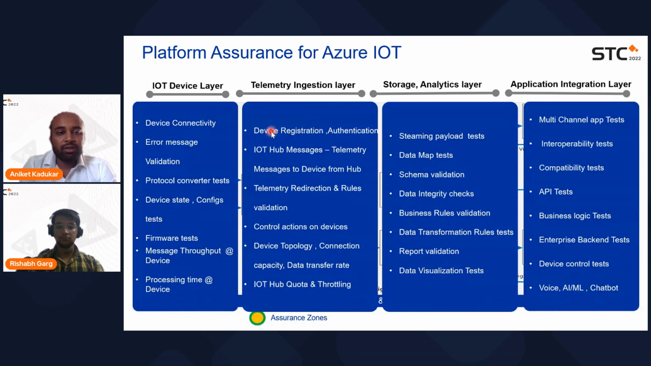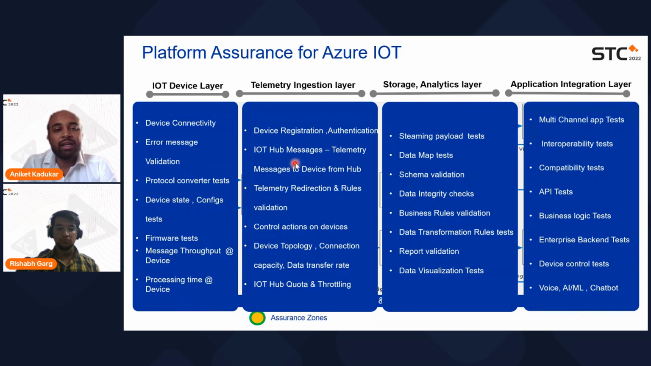So if we see my screen here, these are all the testing we can perform using the end-to-end automation test framework that we have developed. For the IoT device layer, we can do the testing of device connectivity. We can test error message validation. We can do a protocol converter test. We can check the firmware as well as the message throughput.